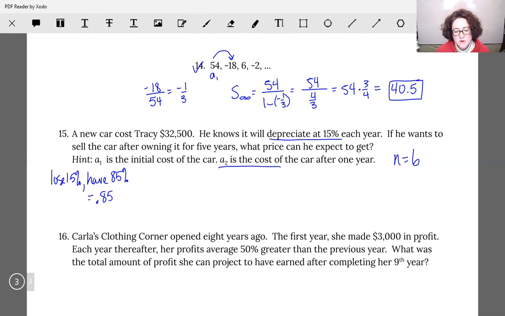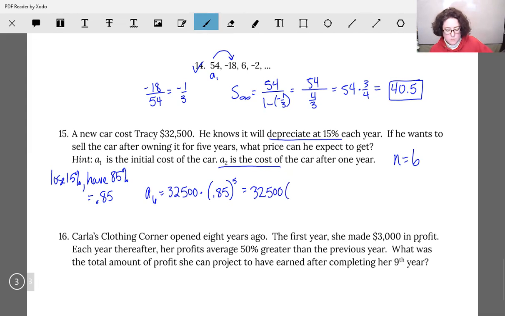So our formula that we're going to have to use is A sub 6 equals, I actually have a typo in my key, so I'm having to redo this problem. 32,500 times 0.85 raised to the N minus 1, which is 5. So 32,500 times 0.85 raised to the 5th power.